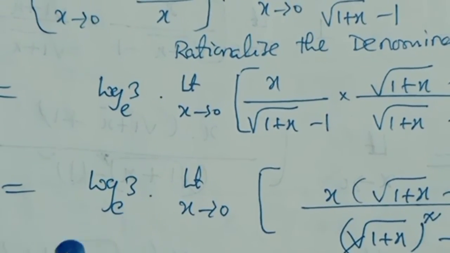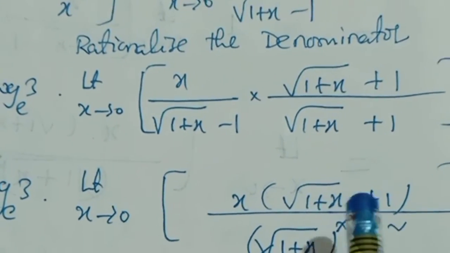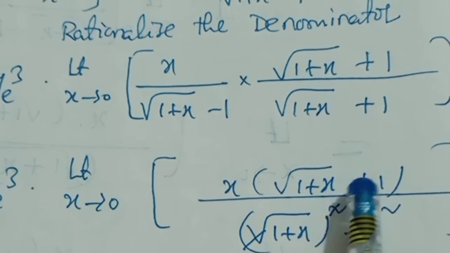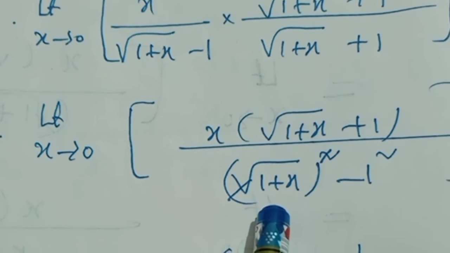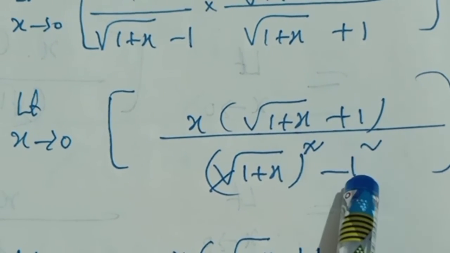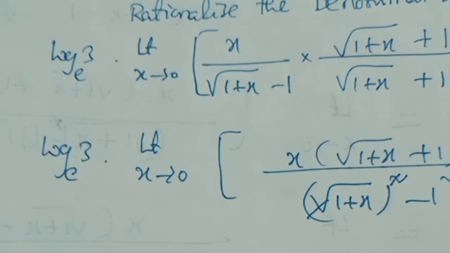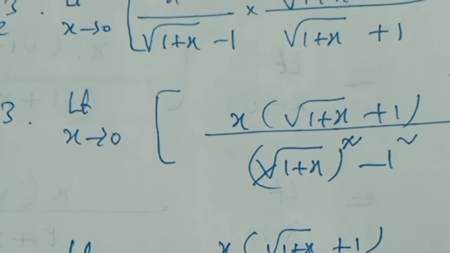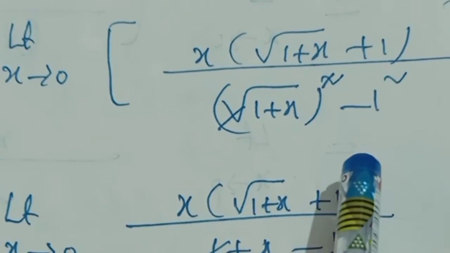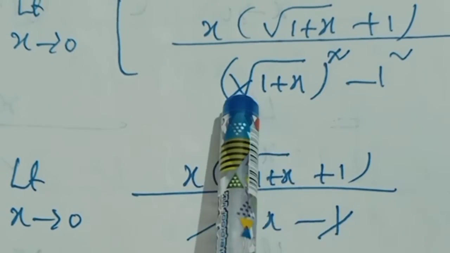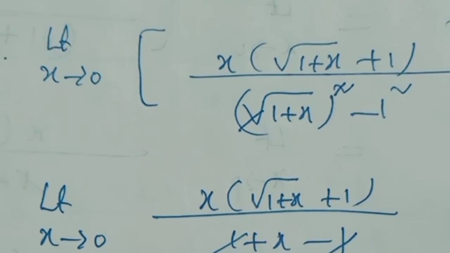So next, log 3 to the base e, limit x tends to 0, here x into (square root of 1 plus x plus 1) by, here we write a plus b into a minus b gives a square minus b square. That means here we write (square root of 1 plus x) whole square minus 1 square. Now log 3 to the base e, and continuing, limit x tends to 0, the numerator value is x into (square root of 1 plus x plus 1). It is as it is. Now here square and square root get cancelled, we get 1 plus x minus 1 square is equal to, here we write minus 1. So here plus 1 minus 1 get cancelled.